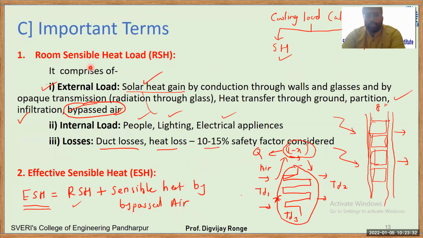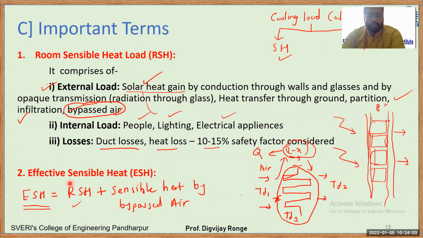Next is the room sensible heat load, RSH. Here there are some factors, as I previously told: humans are there, electric equipment is there. In such ways they are emitting some kind of sensible heat. So that also you have to take into consideration. But here you cannot take the sensible load of the air which is passing over the cooling coil, or bypassing the cooling coil. That load you cannot take in the RSH.